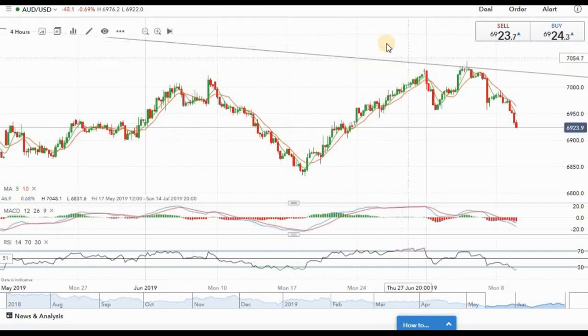So the fact that we do have this double top right at this descending trend line suggests that this could be a good place to enter the trade short.